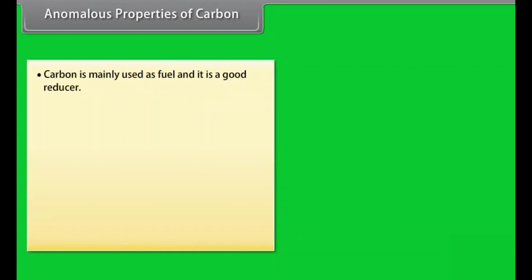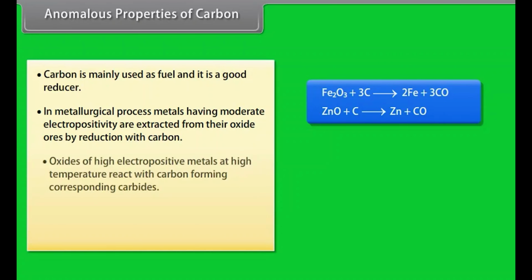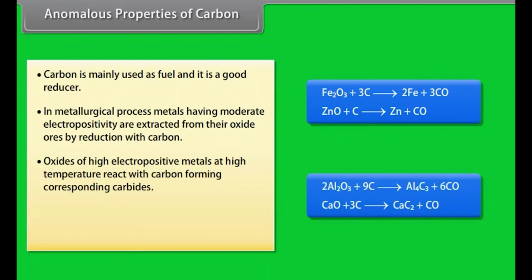Anomalous properties of carbon. Carbon is mainly used as fuel and it is a good reducer. In metallurgical processes, metals having moderate electropositivity are extracted from their oxide ores by reduction with carbon. Oxides of highly electropositive metals at high temperature react with carbon forming corresponding carbides.